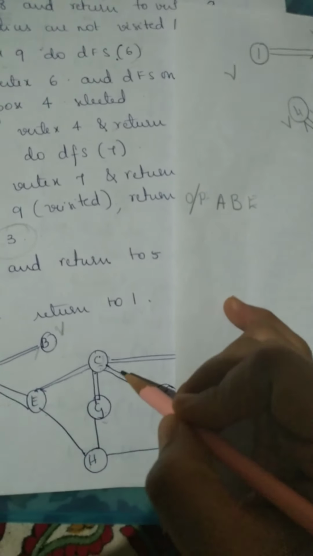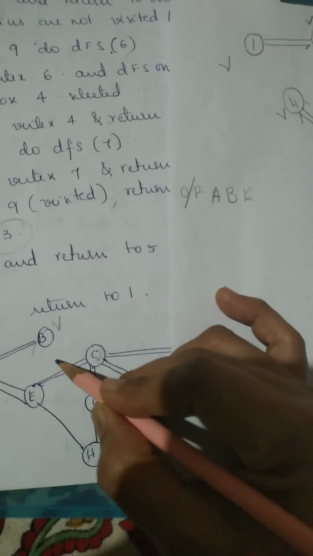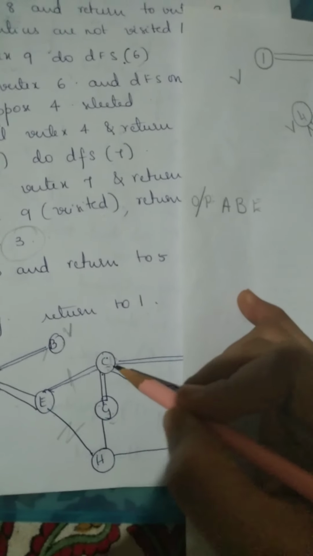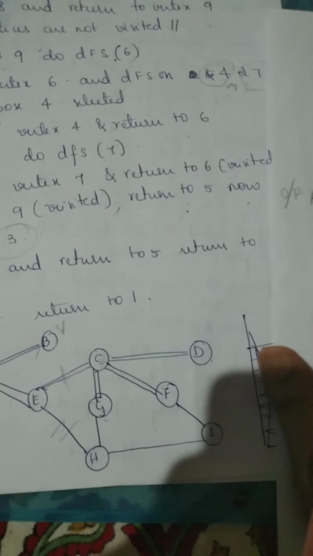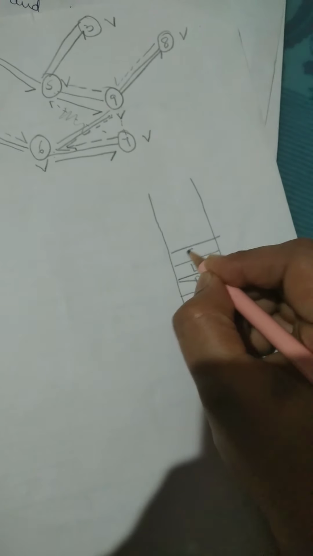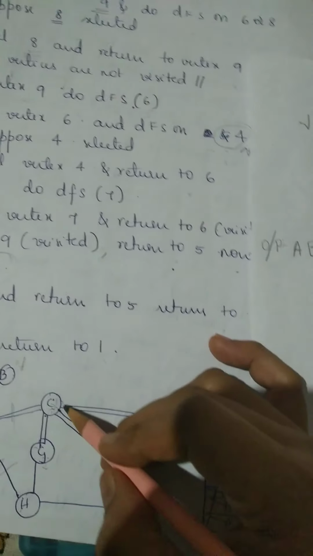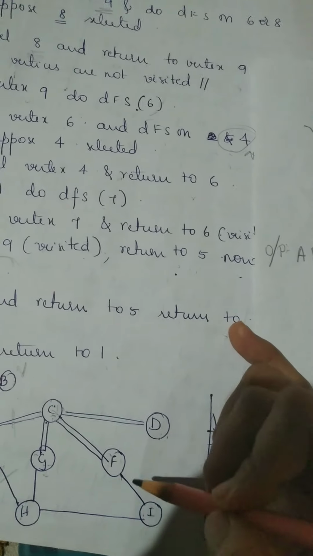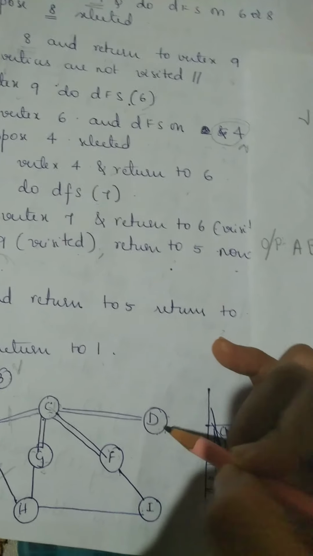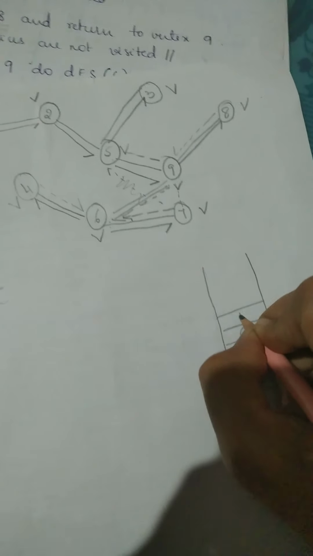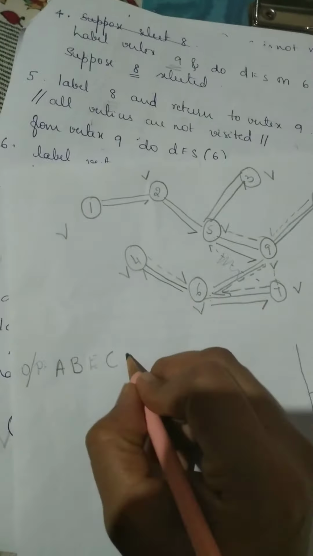Next, from E, there are two more adjacent vertices, C and H. Now I'll select either C or H. I'll select only one, C. Now from C, G, F, D. Here I'll select D. From C, I'll select D.